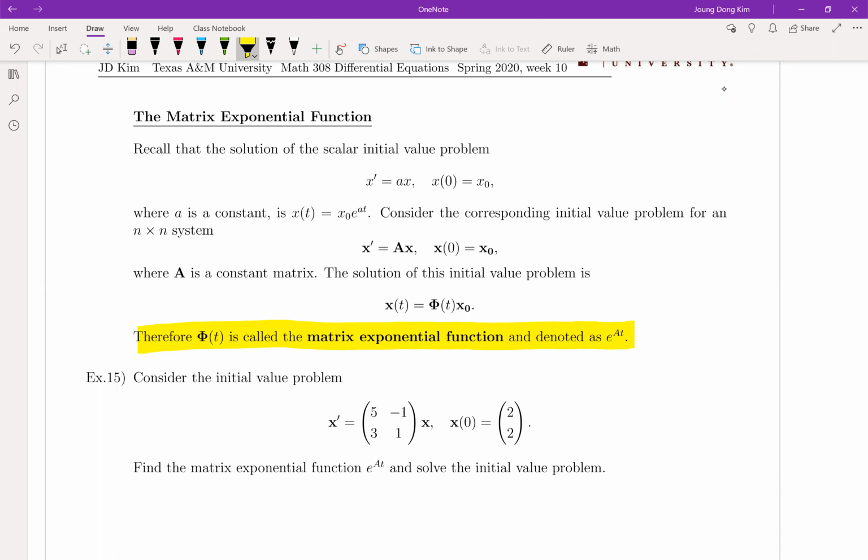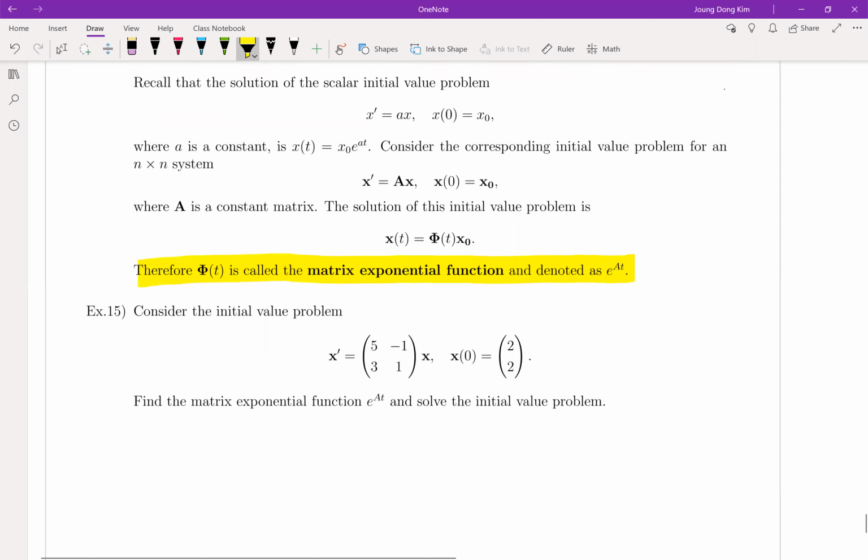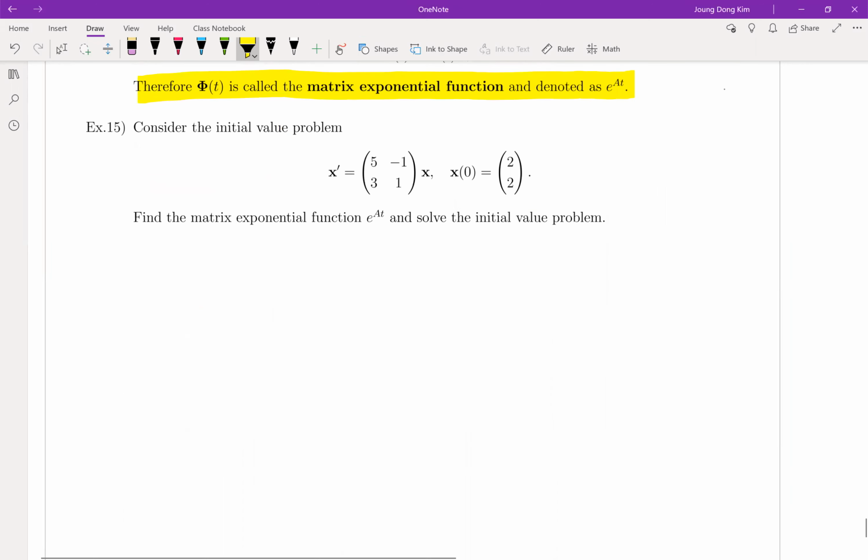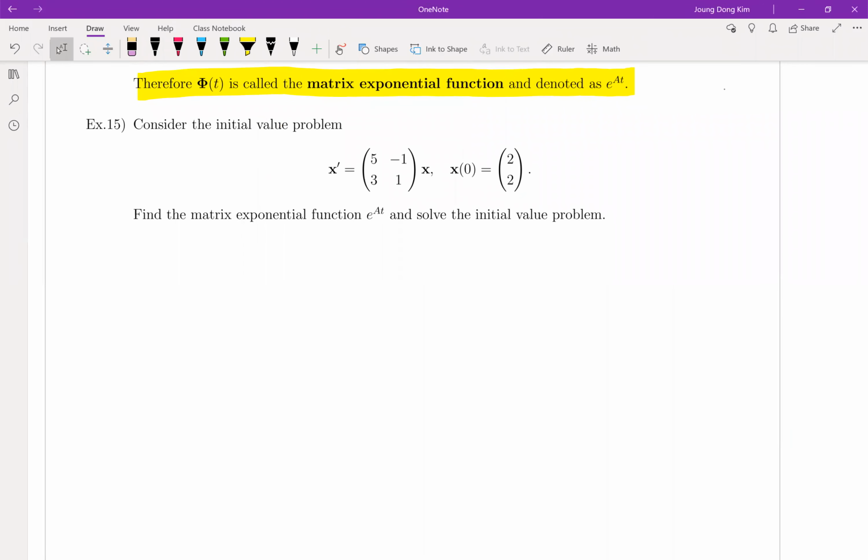And that's it. Let's work on problem number 15, and everything will be clear. The process is the same: we find the fundamental set of solutions, then set up the fundamental matrix, then solve it. Let's do it. Here we go. We need the eigenvalues, so we set up the determinant of A minus lambda I equal to 0.